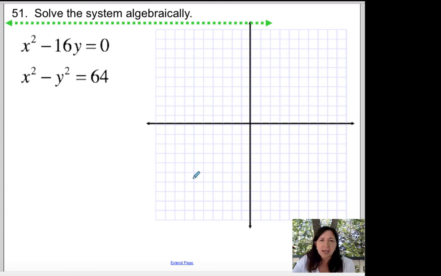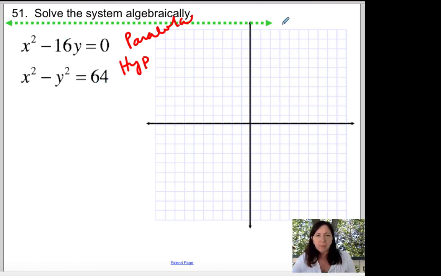The next question says, solve the system algebraically. What it looks like right here is that because I have one squared term, that's a parabola. And here, I have two squared terms, but a minus. This is a hyperbola. And so I like to graph these personally. So we're going to graph this first. This being a hyperbola, I'm going to get x squared over 64 minus y squared over 64 is 1.